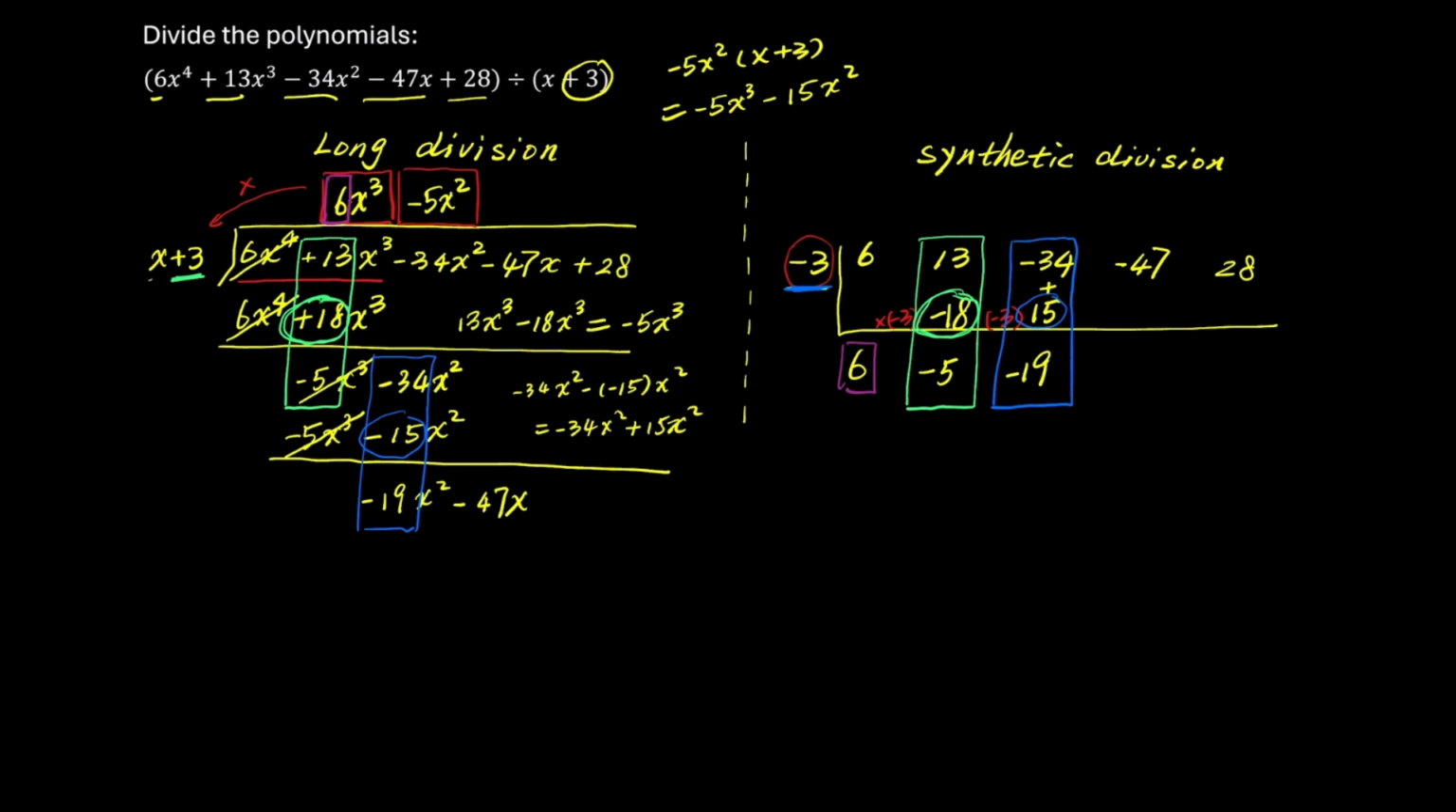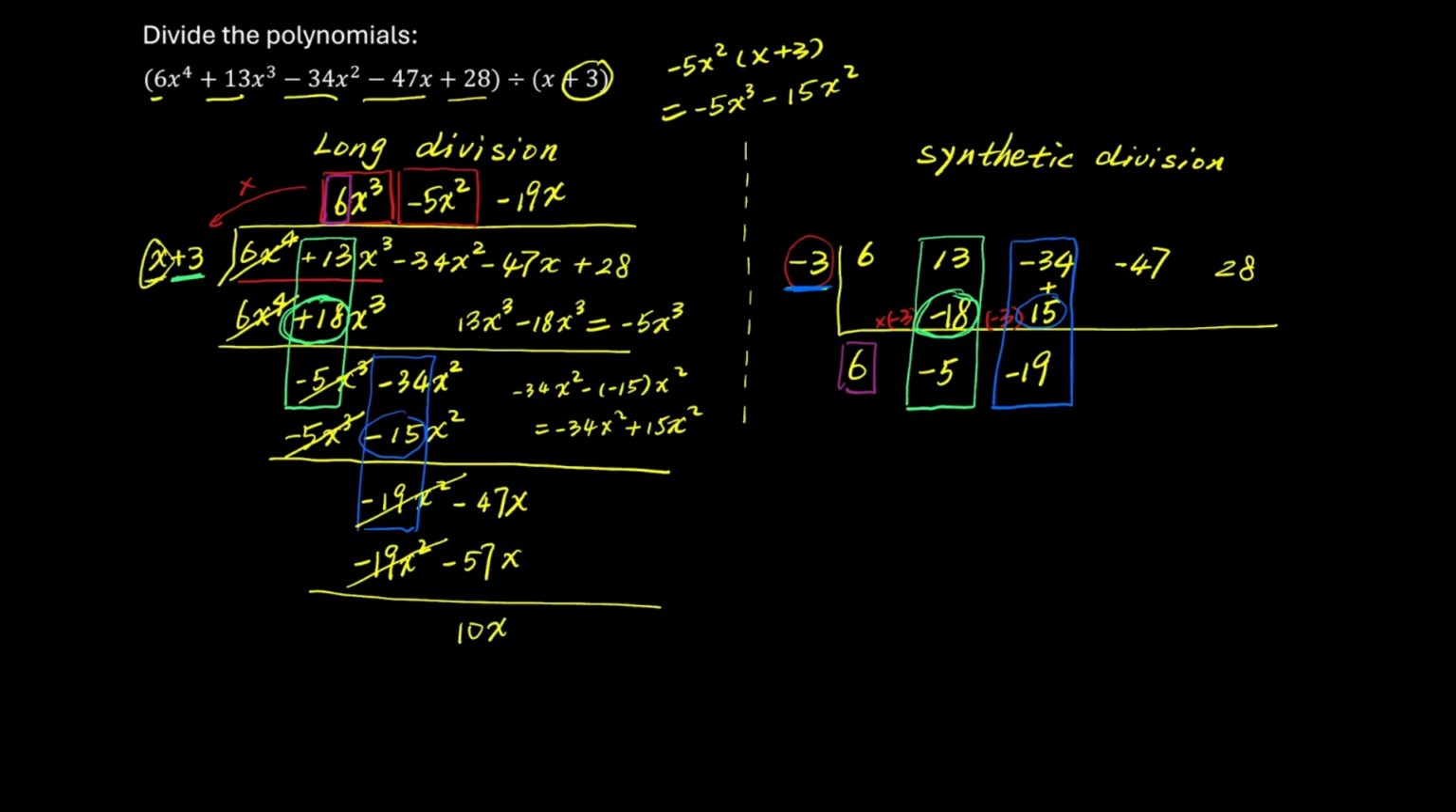Now we are looking for a term that when multiplied by this x will give us the term negative 19x squared. So this term should be negative 19x, right? So negative 19x times x, we have negative 19x squared, and negative 19x times 3, we have negative 57x. If we subtract these two expressions, these two terms cancel out, and negative 47x minus negative 57x, we have 10x.